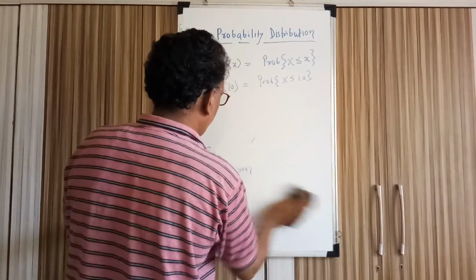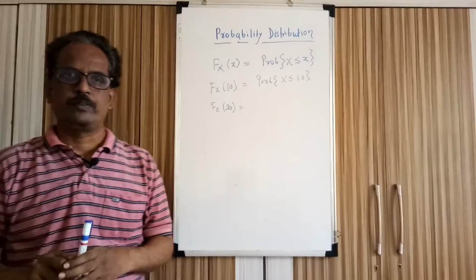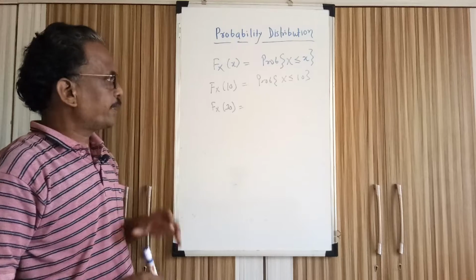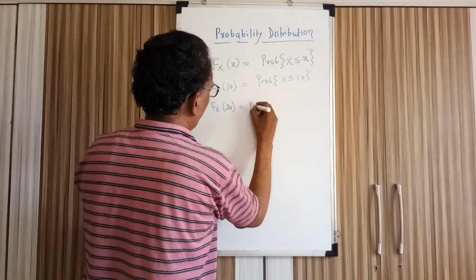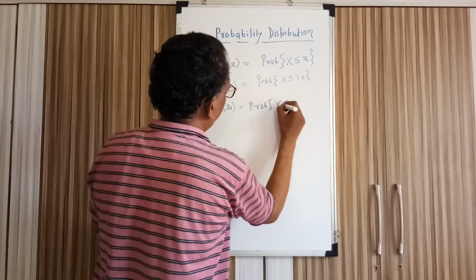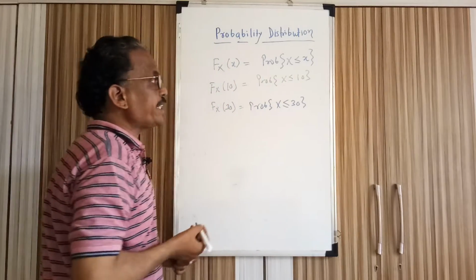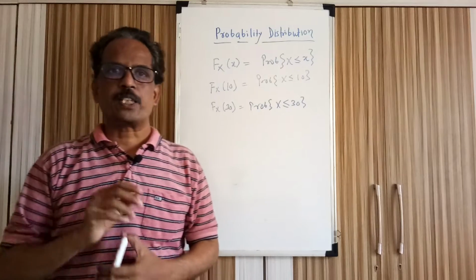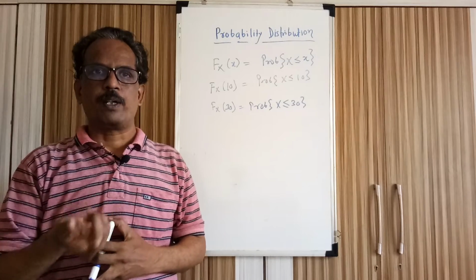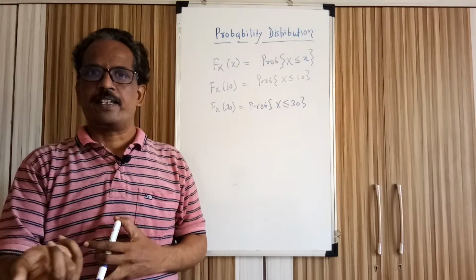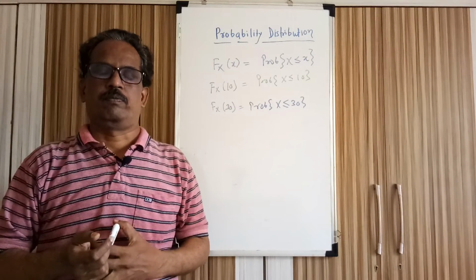Similarly, we can write for 30. F X of 30. So let us find the value of the distribution function when the random variable is taking value, by definition, like this: the probability that the random variable X is taking value less than or equal to 30. What is the event corresponding to this? The event is a set of possible outcomes. Possible outcomes are what? F1, F2, F3. Less than or equal to 30: 30 corresponds to F3, F2 corresponds to 20, F1 corresponds to 10.